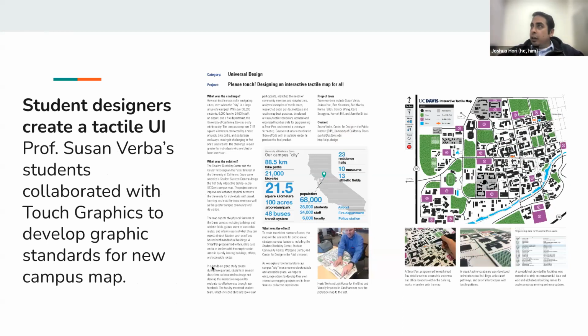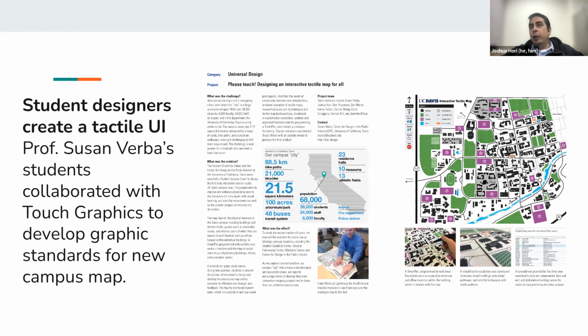So we started a class over here at UC Davis where we got funding from Student Affairs, and I teamed up with Susan Verba, who was part of my DIAC committee, in order to host a class where we had some design students working with some low vision students to get feedback on the content they were designing. So on here, there's the universal design course, "Please Touch: Design an Interactive Tactile Map for All," where we were designing what the course would be for.